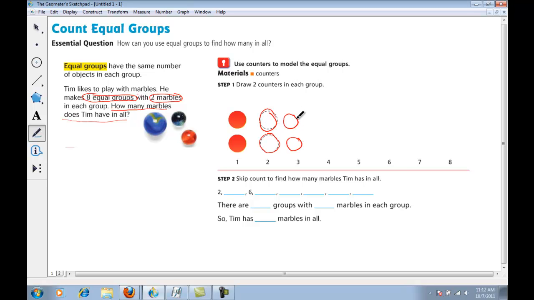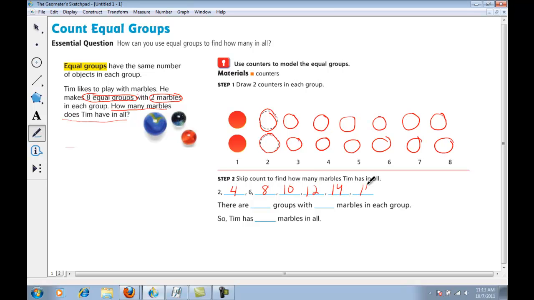And then let's continue with group 3, group 4, group 5, group 6, group 7, and group 8. So now we have a picture to represent our problem. We can use this picture to help us solve the problem. Step 2 says skip count to find how many marbles Tim has in all. So we can skip count by going 2, 4, 6, 8, 10, 12, 14, 16.